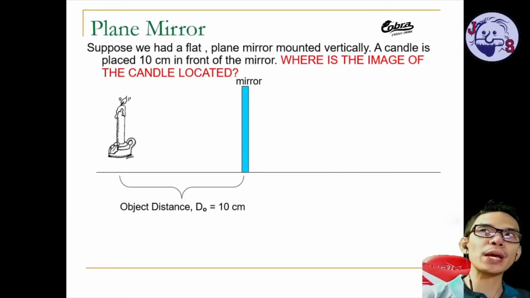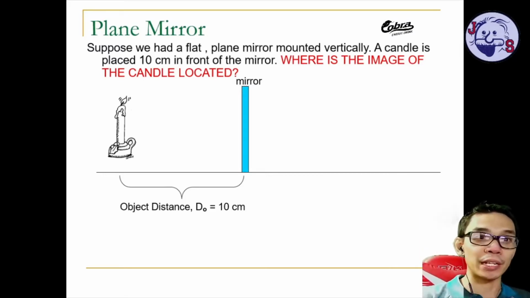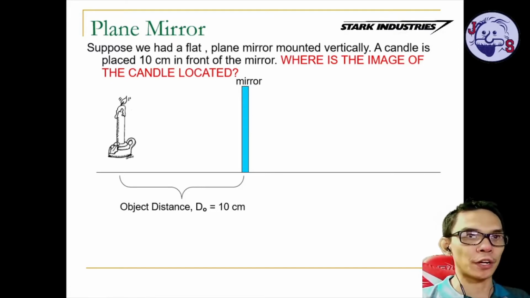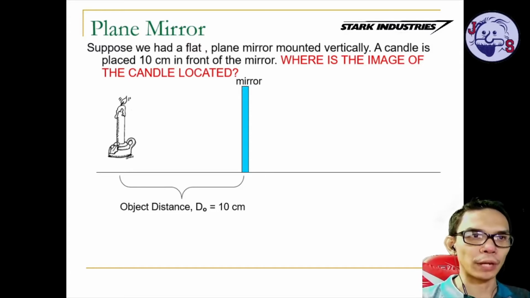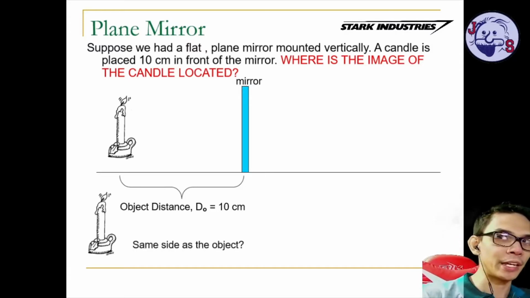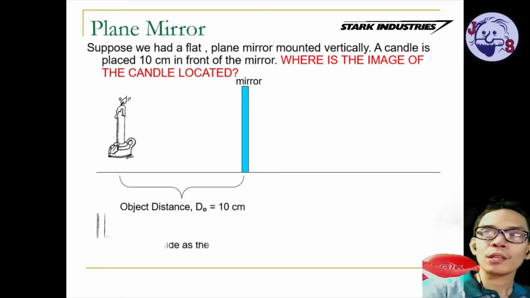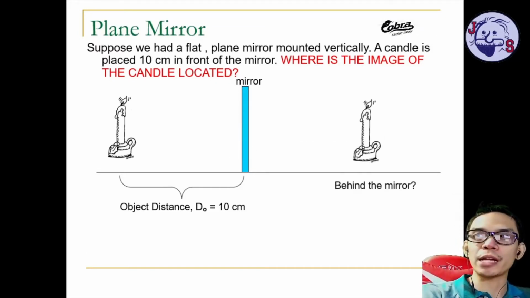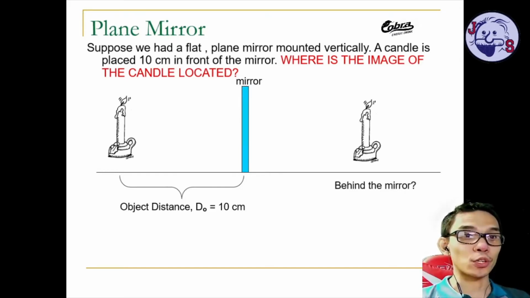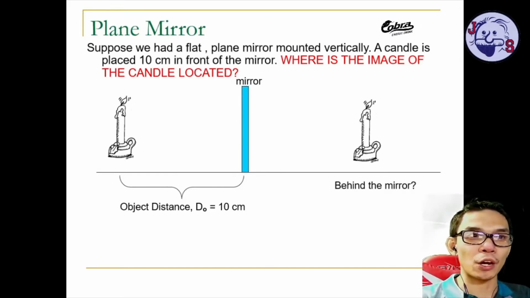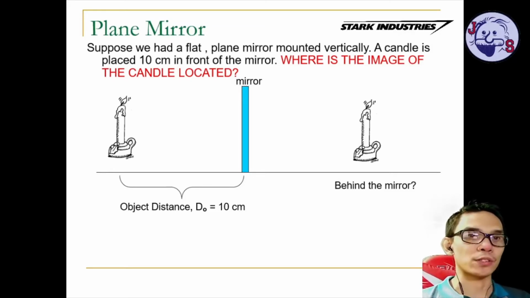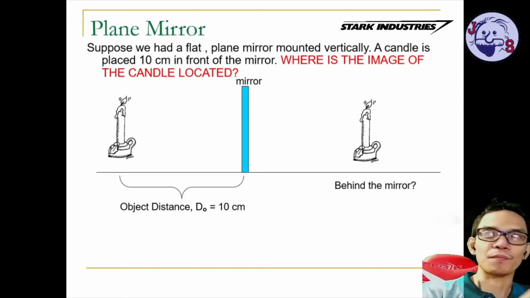Suppose we have a flat plane mirror mounted vertically, the one that we have right here, and a candle is placed 10 cm in front of the mirror. Where is the image of the candle located? Is it A, the same side as the object? Is it B, on the surface of the mirror? Or is it letter C, behind the mirror? Where do you think the image on the plane mirror will be seen? The answer is letter C, which is behind the mirror.